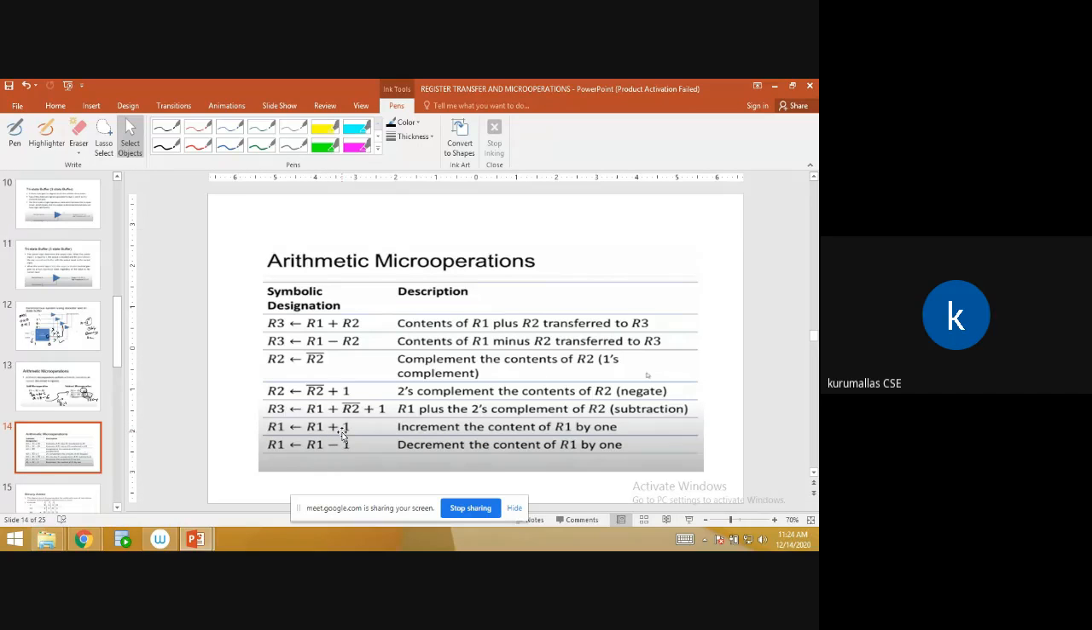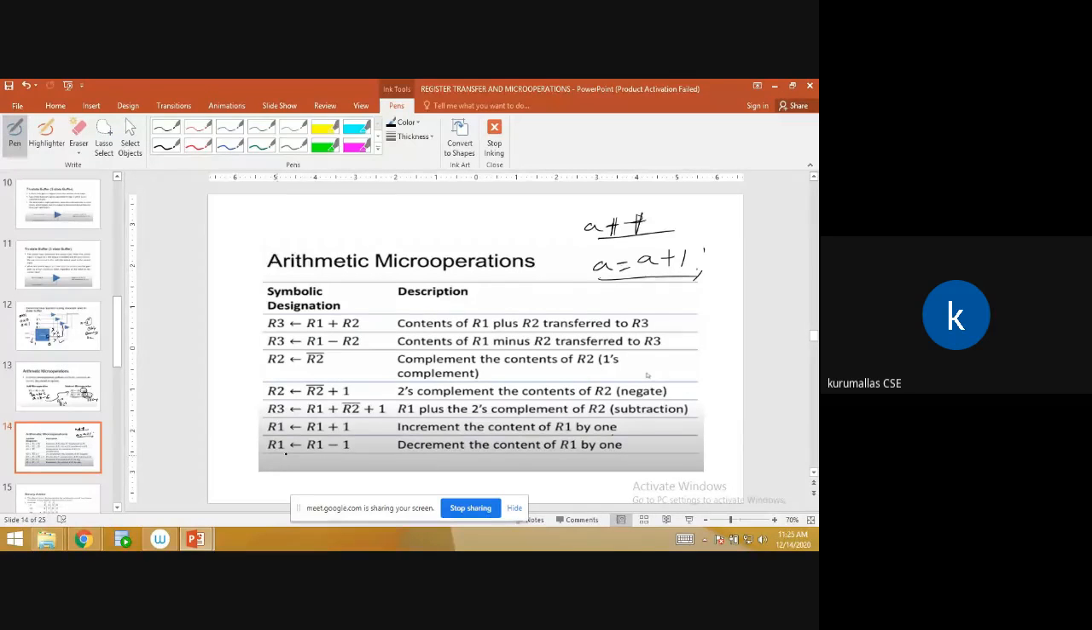Okay, R1 reverse arrow R1 plus 1, this is the increment operator. If you see in the C language, what is the increment operator? A plus plus. How to do this one? A equal to A plus 1, this is the meaning of A plus plus. In the same way, R1 reverse R1 plus 1 increments the content of R1 by 1.